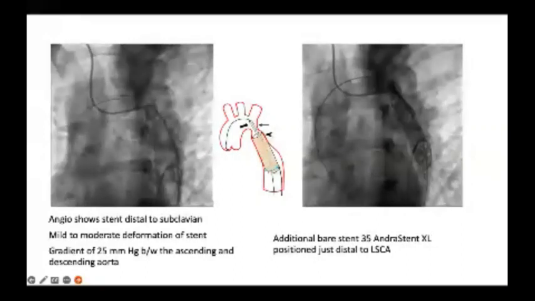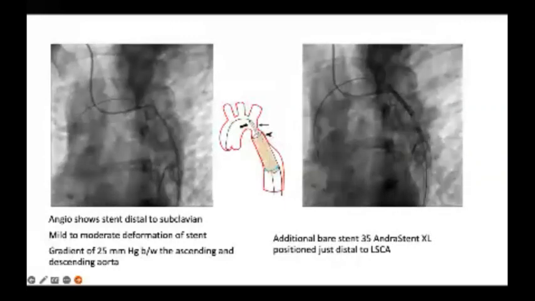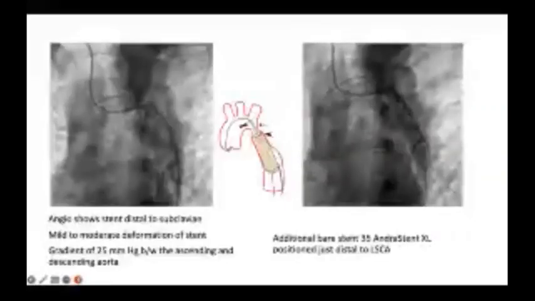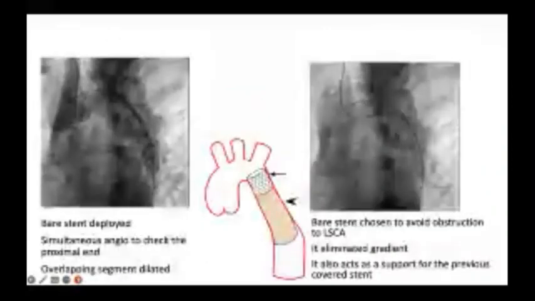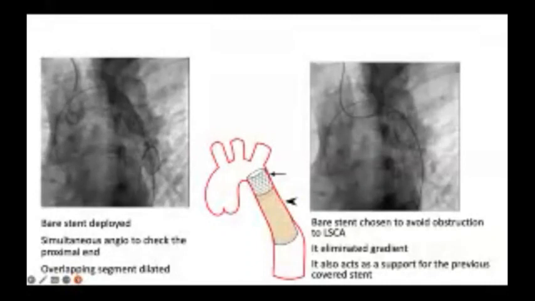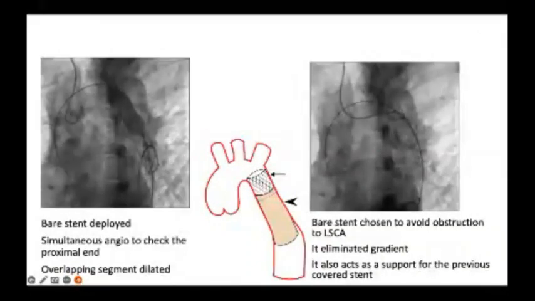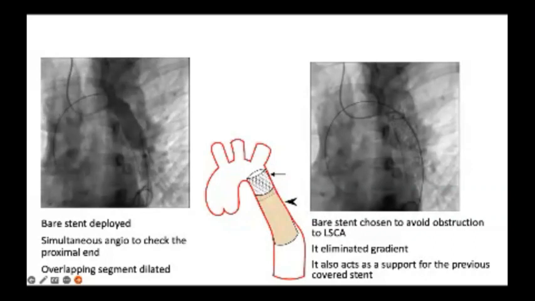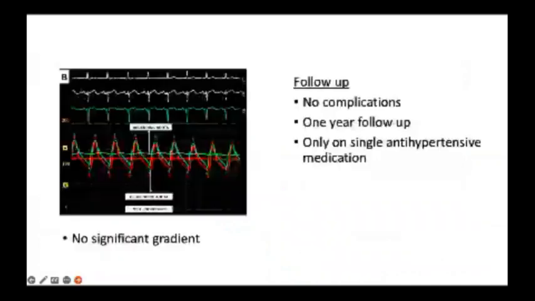and it was decided to take a bare metal stent of 35 mm over an 18 mm balloon, and it was placed distal to the left subclavian artery, overlapping the previous covered stent. The bare metal stent was chosen to avoid obstruction to the left subclavian artery and to also give the support to the previous covered stent. And it was deployed, and the overlapping segment was also post-dilated.